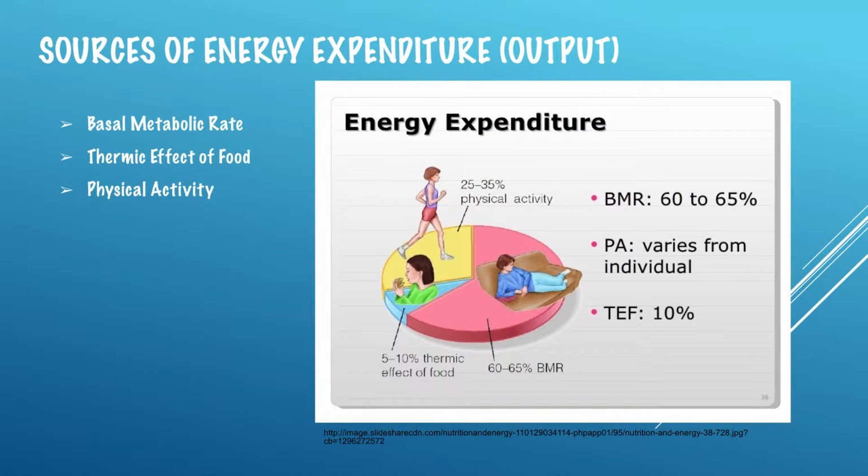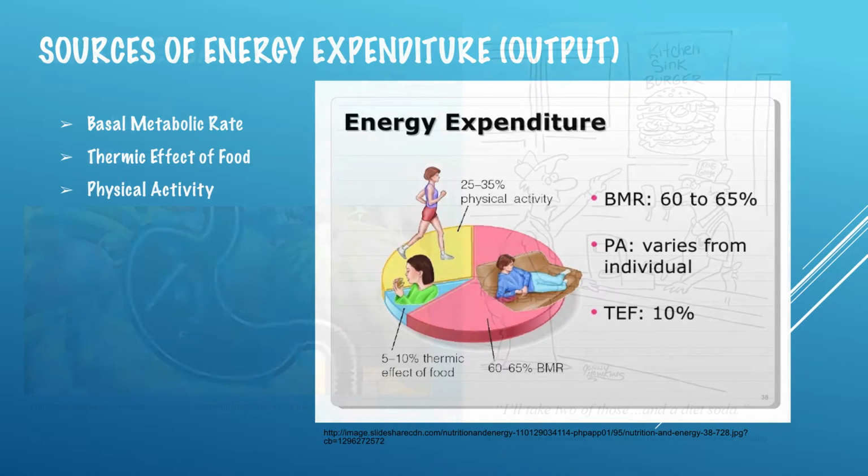When it comes to output, there are 3 main components. Basal metabolic rate is how much energy a person uses at rest for things like pumping blood from the heart or breathing. Thermic effect of food is how much energy it takes for the stomach and other organs to break down food we eat and turn it into energy. And then we have physical activity.